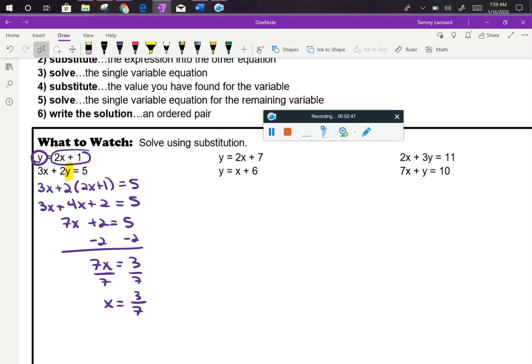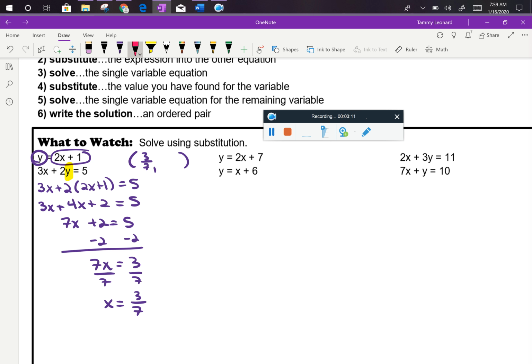Okay, now we know the value of one variable, but remember, we're looking for an entire point. So personally, I like to go ahead and record what I've got already to remind myself that the y value is still missing and I need to find it. So the next step is to substitute again. So there are 2 layers of substitution. But this time what we're substituting is the value that we just found.